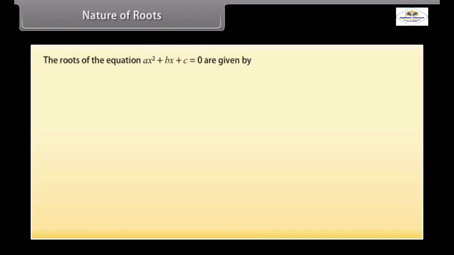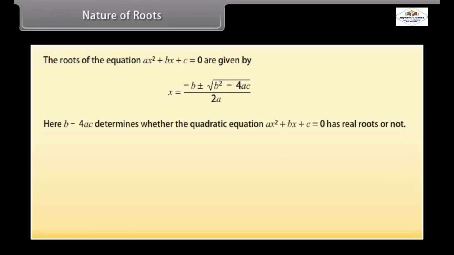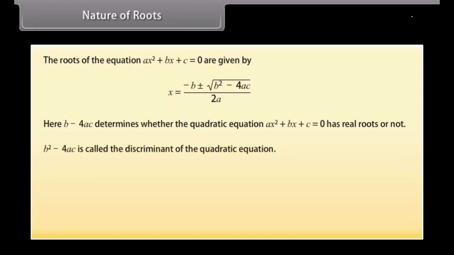Nature of roots. The roots of the equation ax² + bx + c = 0 are given by x = (−b ± √(b² − 4ac)) / 2a. Here b² − 4ac determines whether the quadratic equation ax² + bx + c = 0 has real roots or not. b² − 4ac is called the discriminant of the quadratic equation.